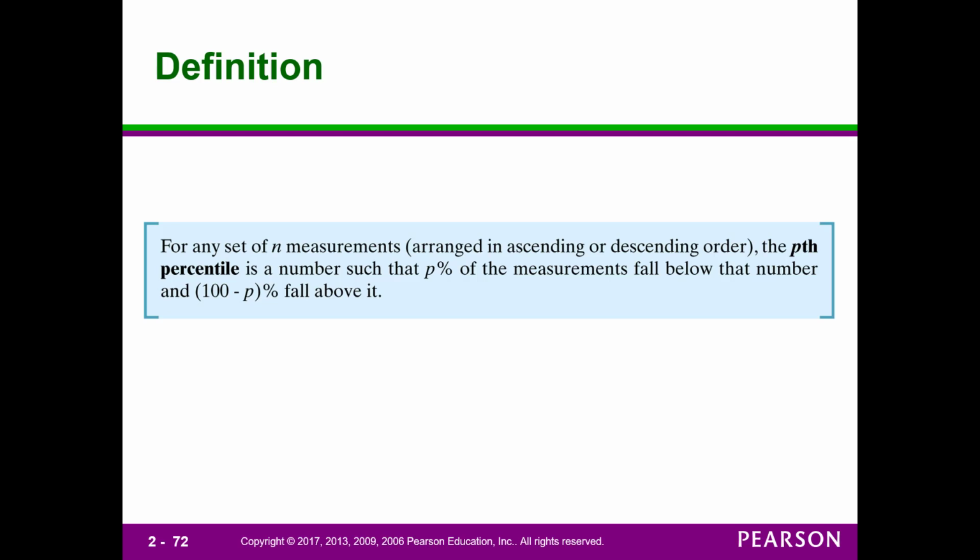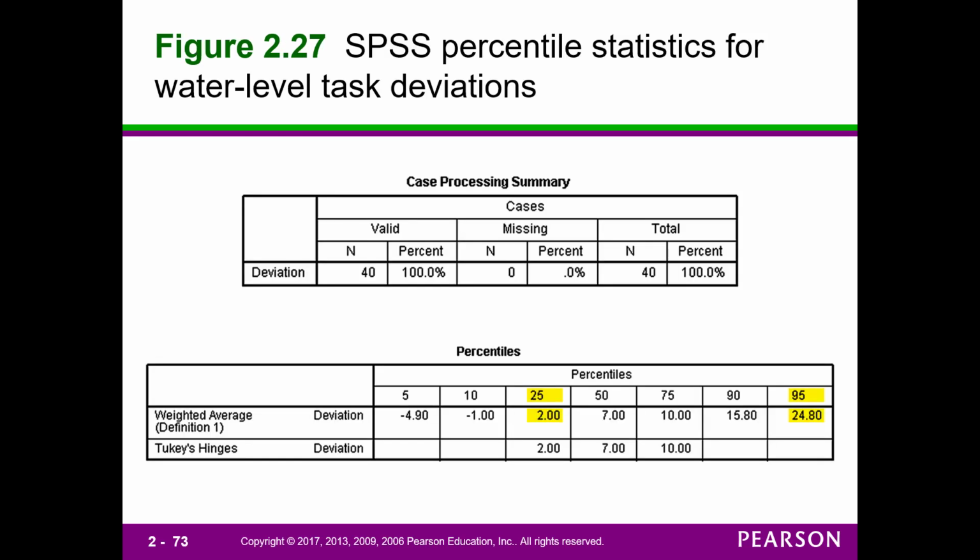In example 2.14, refer to the water-level task deviations for the 40 subjects in table 2.4. An SPSS printout describing the data is shown in figure 2.27, as we see together. Locate the 25th percentile and 95th percentile on the printout and interpret the associated value.